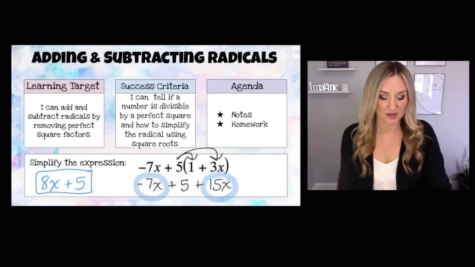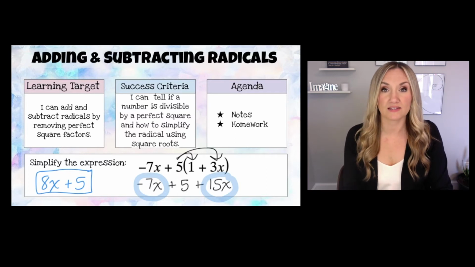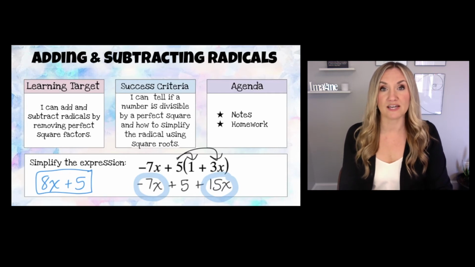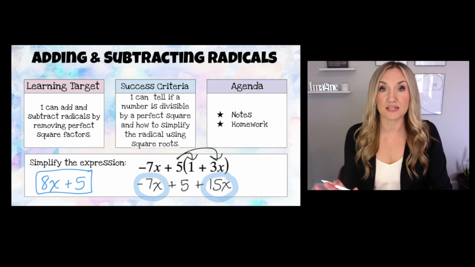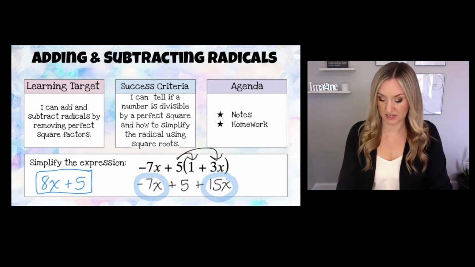Okay, so today when we are adding and subtracting radicals, it's really important to be able to identify if the radical needs to be simplified or if there is no longer simplification that we could do.